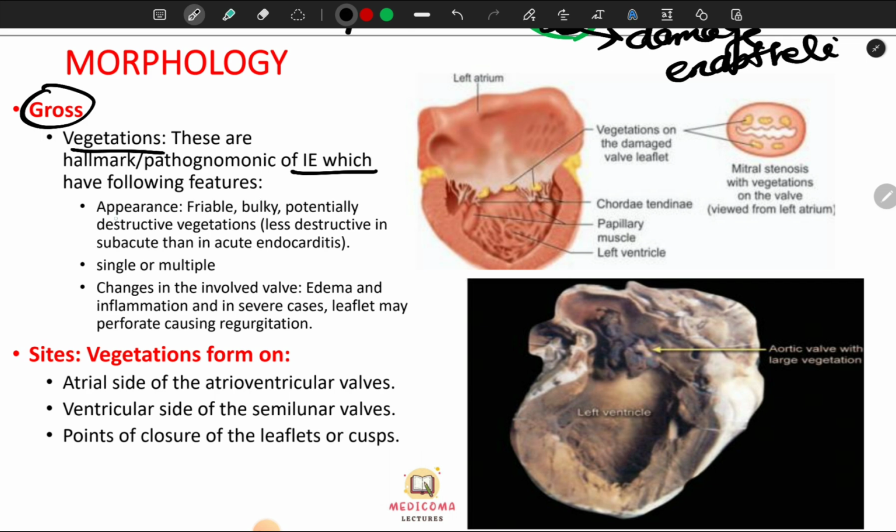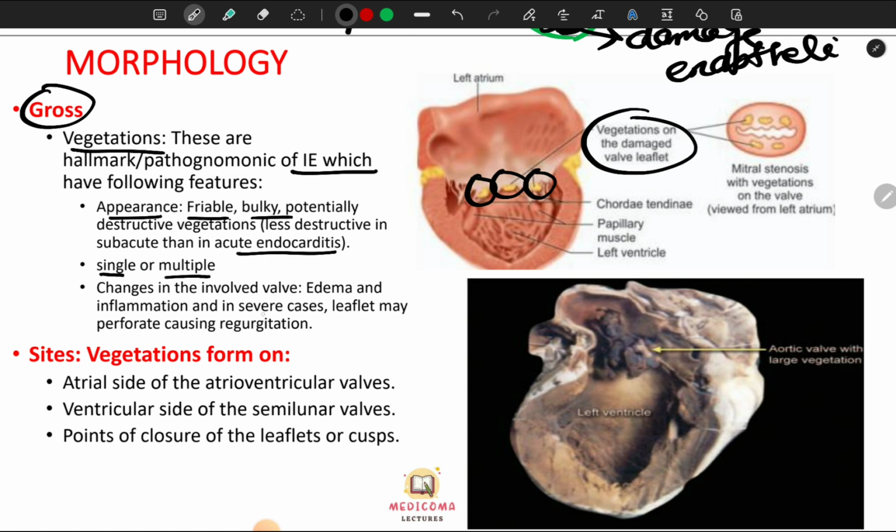Appearance: if we see, there are friable, bulky, potentially destructive vegetations, less destructive in subacute than in acute endocarditis. So these are the vegetations on the damaged leaflets. As you can see, these are the vegetations. They may be single or multiple.